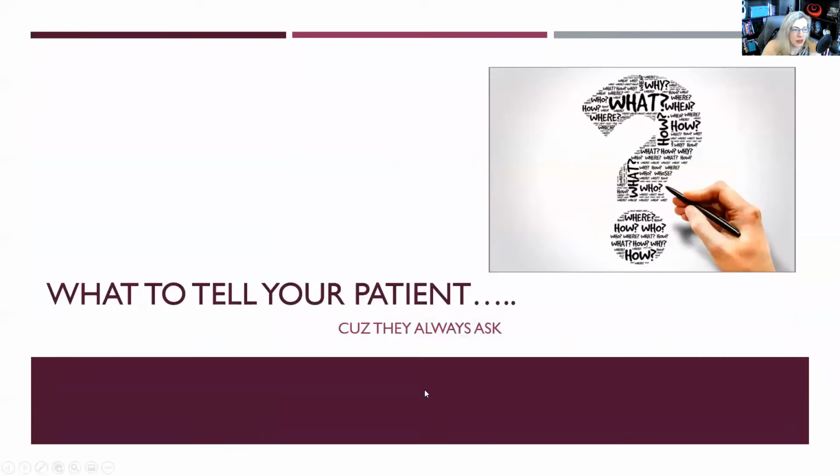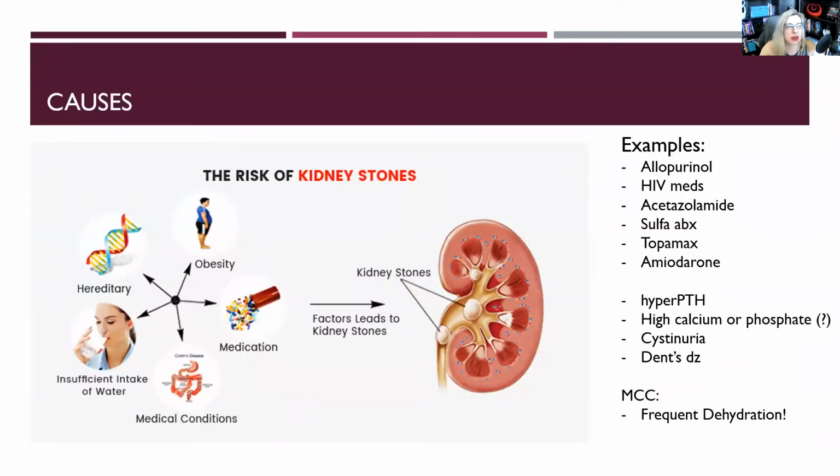Okay. So let's talk a little bit about prevention because your patients always ask about that, right? So here are some examples of causes of kidney stones. One of the things I wanted to point out is that there's a whole bunch of different causes of kidney stones, right? Medical conditions, medications, heredity, obesity, diet. Here are some examples on this side of a whole bunch of different medicines that are known to cause kidney stones, but there's so much more. So just know that you can have all kinds of diseases, all kinds of medicines. We don't really know.